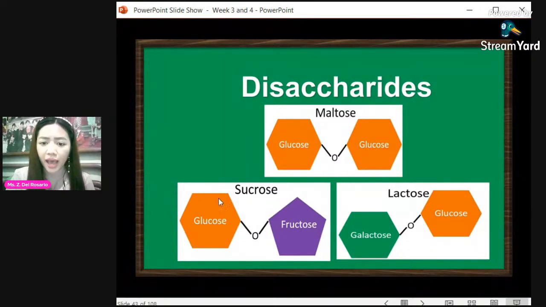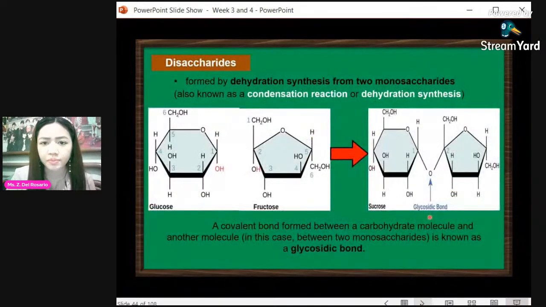At the same time, glucose combined with fructose results in sucrose. And finally, if we combine galactose with glucose, that results in lactose. So these disaccharides are formed from two monosaccharides by dehydration synthesis, which we mentioned a while ago, through the process called condensation reaction or dehydration reaction or synthesis.